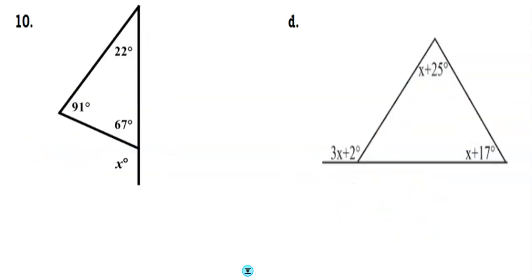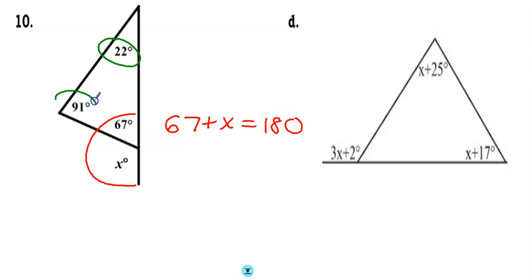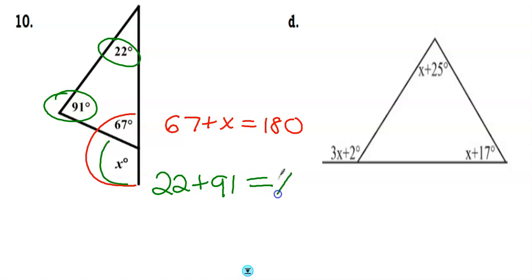All right, number 10. So we have to be careful on what we are doing. We can do this in two different ways, so I'm going to show you both ways. These two add up to 180 degrees. So I have 67 plus x equals 180. Or I have 22 plus 91, and I'm not going to make that equal to 180. What does it equal? Well, it equals angle X.